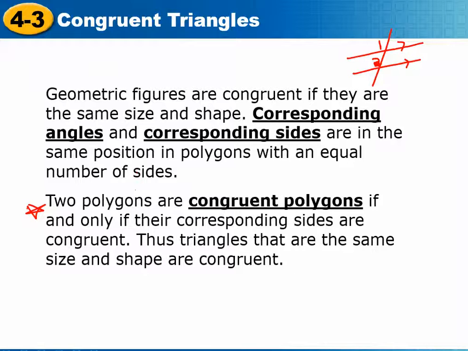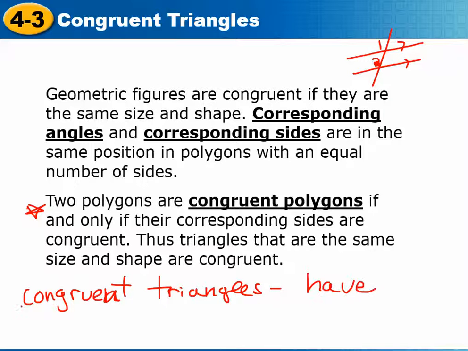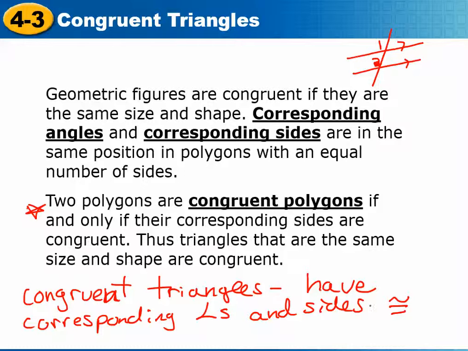So congruent polygons have to have, I'm going to write this out a little better. And you know what, since we're talking about triangles, that's an N. I'm going to just do this with triangles instead of all polygons. They have corresponding angles and sides congruent. So all their corresponding angles are congruent and all their corresponding sides are congruent.